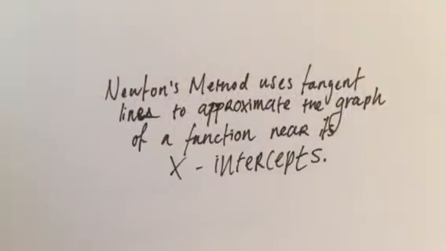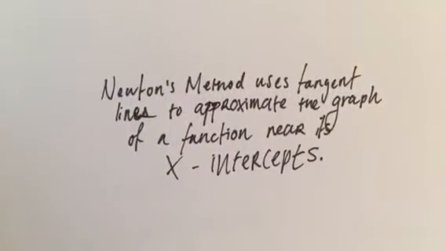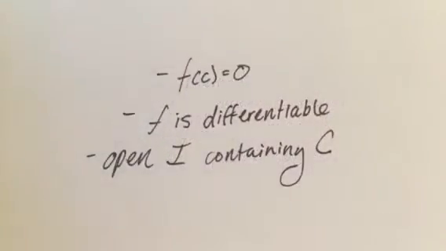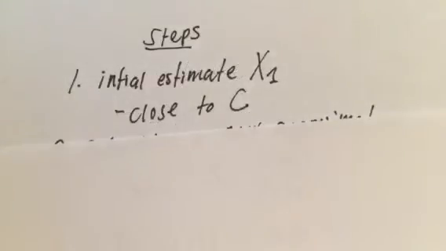Newton's method uses tangent lines to approximate the graph of a function near its x-intercept. To approximate the zeros of a function, we must let f of c equal 0, where f is differentiable on an open interval containing c. Then, to approximate c, we use the following steps. Step 1, make an initial estimate, x1, that is close to c.